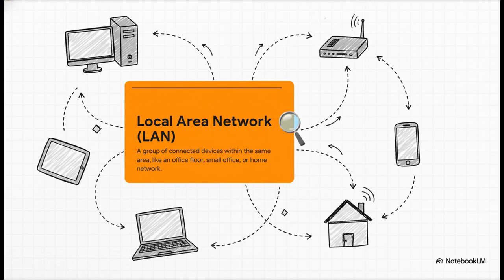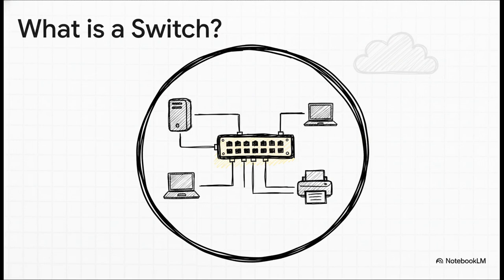So when we connect all these devices in one place, we create what's called a local area network, or a LAN for short. Just think of it as your own private digital neighborhood. Everything in your house or your office is on the same LAN. And the piece of hardware that makes this neighborhood work is the switch. A switch is like a super efficient mail carrier for your office. It knows the exact address of every single device plugged into it.